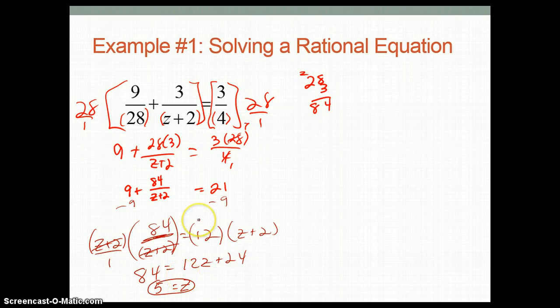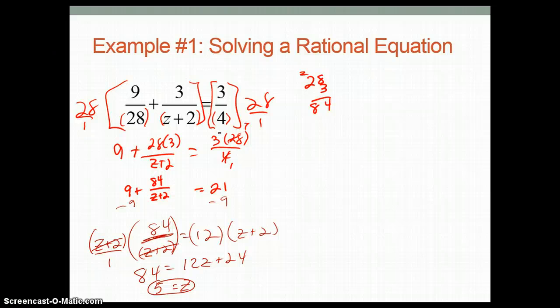A couple of things to point out here. The route that I took is one way to solve this. There are multiple other ways to do it. If at the very beginning you multiply by 28 and z plus 2, that's also a way to get rid of all the fractions very quickly. I would encourage you to eliminate one or two fractions at a time though. So notice 28 and 4, I could get rid of 2 at the same time because they're both numbers.